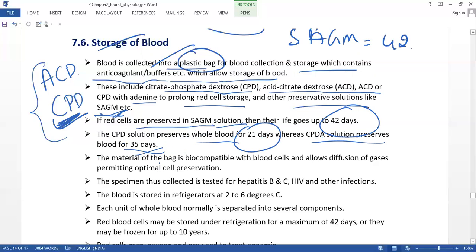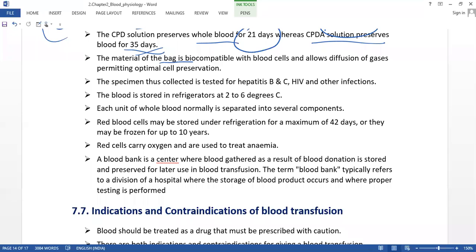And the material of the bag which contains the blood is biocompatible. The bag is biocompatible with the blood cells, and it also allows diffusion of the gases, permitting optimal cell preservation. It just preserves it.